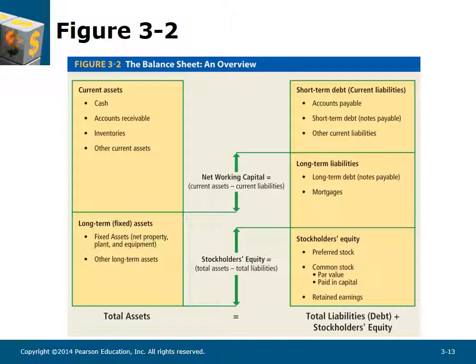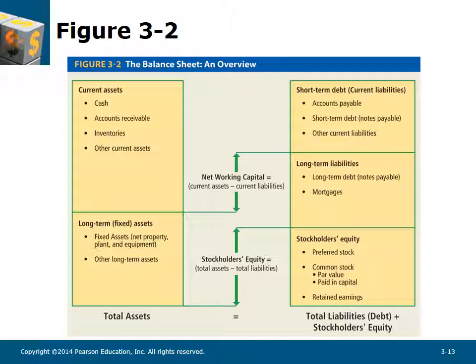On the other side, we have short-term debt or current liabilities. These are amounts the company has to pay in the coming year. Accounts payable, short-term debt. Long-term liabilities are due beyond the coming year. So those are mainly your long-term loans and mortgages. Now, if we take the net between current assets and current liabilities, we call that net working capital.